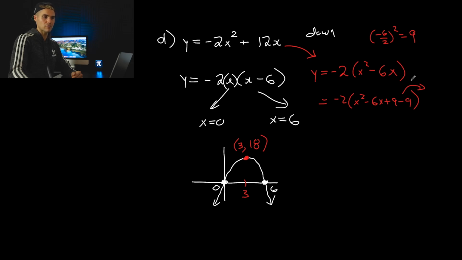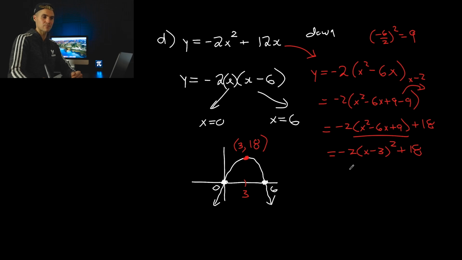Take the negative 9 out. We have to multiply it by what's in front, the negative 2. Negative 2, x squared minus 6x plus 9 plus 18. This is always going to be a perfect square trinomial. X minus 3 squared plus 18. So notice we get that same vertex of 3 and 18 from the vertex form if we were to take this and convert it to vertex form, right? And this negative 2 means it's opening downwards.